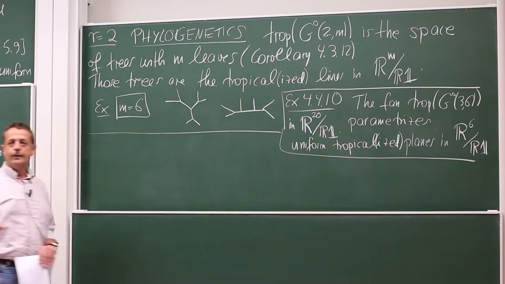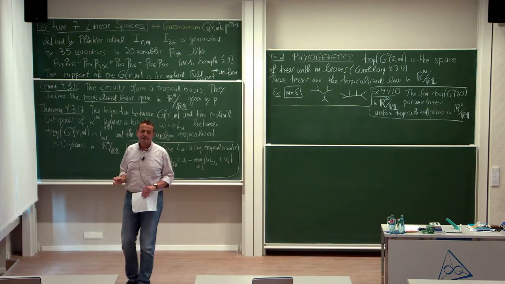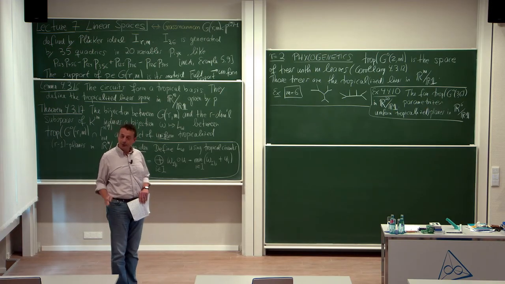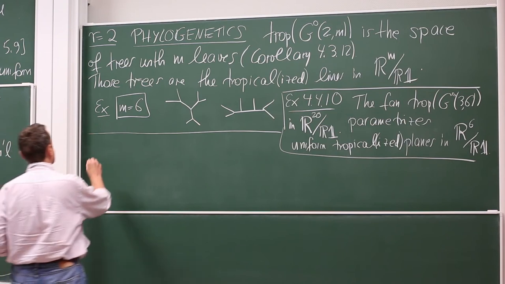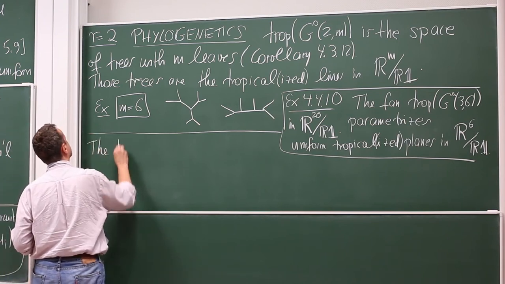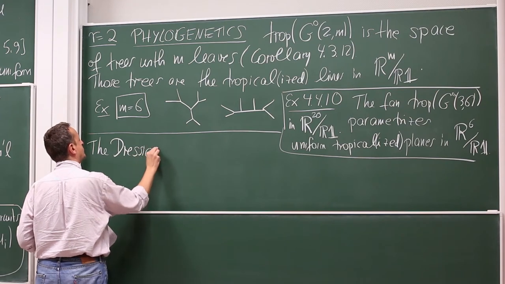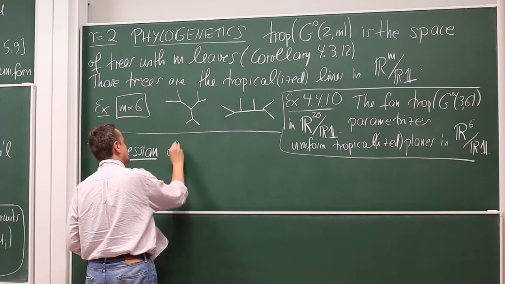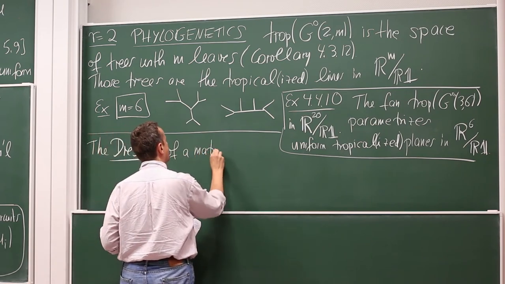Okay. We're slowly, slowly approaching the definition of a tropical linear space, but we're not quite there yet. We're going to get there, but we're not there yet. We first need the Dressian. So we need to replace the Grassmannian by the Dressian. And I'm going to set this up at some generality. I'm going to define the Dressian of a given matroid.